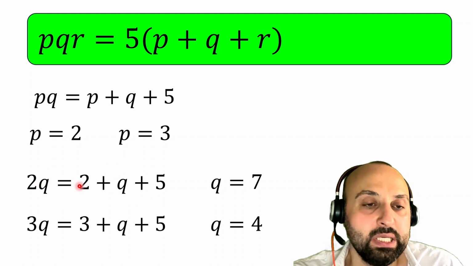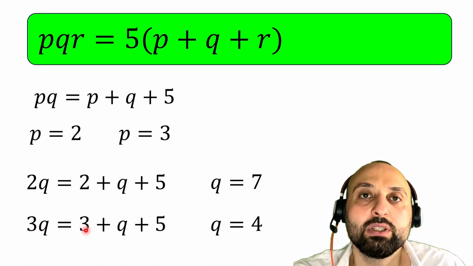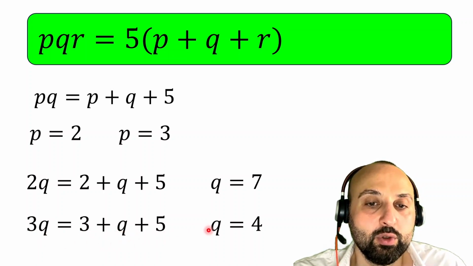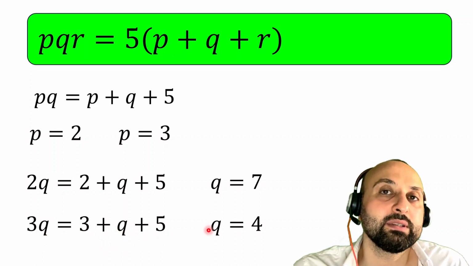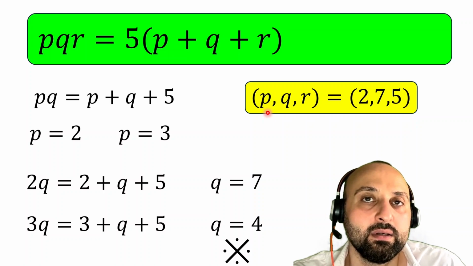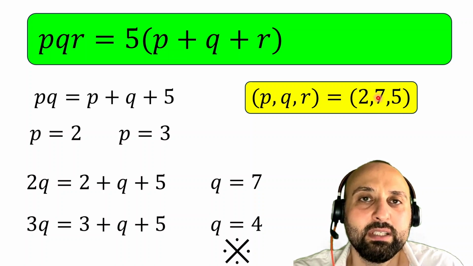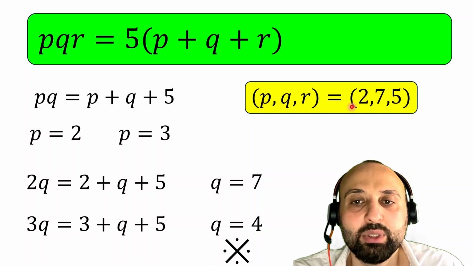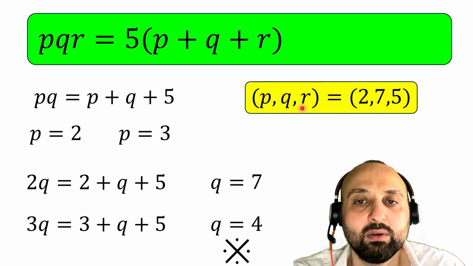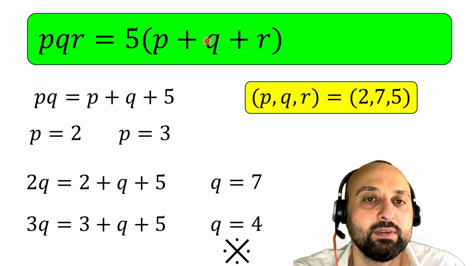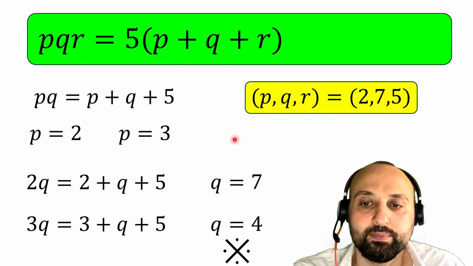If p is equal to 3, we put it here: 3q is equal to 3 plus q plus 5. Q becomes 4, but this is a contradiction because this is not a prime number. Therefore, the answer is that p, q, and r should be equal to 2, 7, and 5. But actually, any combination of these could work. So instead of p, you can put 5, 2, or 7, depending on how you select. All of the answers are correct because this is a very symmetrical equation.